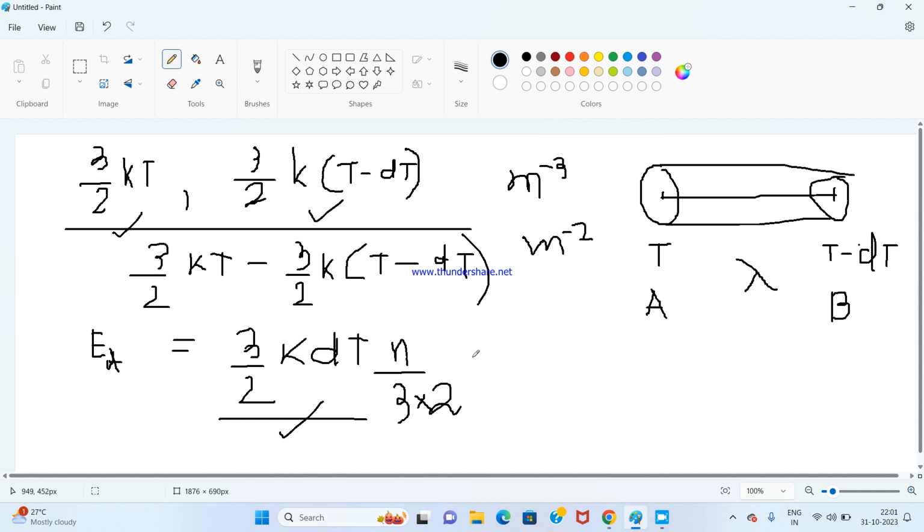Then per unit time, you have to multiply by the velocity of the electron which is moving, because this energy is per cross section, meaning per meter square per second.